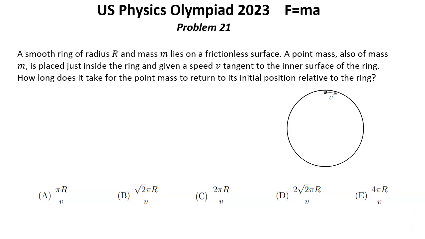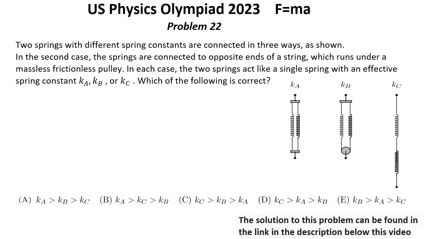Solution for problem number 21. The masses are undergoing small elastic collisions. During an elastic collision, the magnitude of the relative velocity between the masses is conserved. So the tangential velocity of the mass m relative to the ring is always v. Thus the time is 2 pi r over v, which is answer C, and that was a solution for problem number 21.